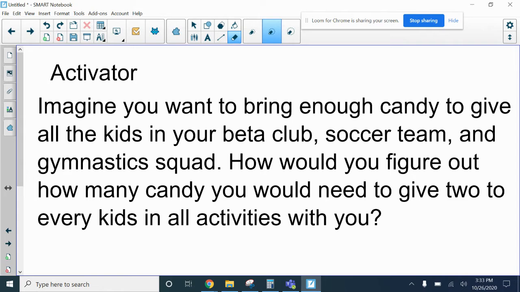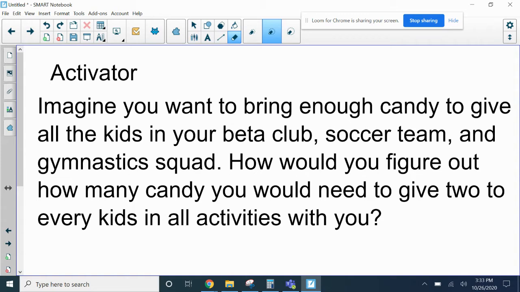So I have a little activator that I want you to start thinking about, because this is going to get us into the mindset of the distributive property before you even realize it. Imagine that Halloween is coming up. Halloween is on Saturday. So imagine you want to bring enough candy to give all of the kids in your beta club, soccer team, and gymnastics squad 2 pieces of candy.